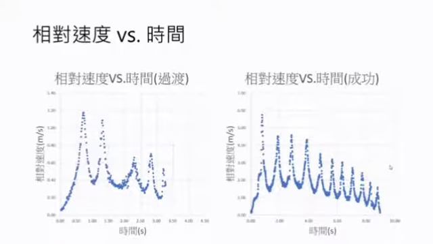The last picture is a graph of time versus relative speed. First, the horizontal axis is time, and the vertical axis is relative speed. The relative speed of a successful experiment shows a steady and periodic decrease, while a transition experiment is chaotic, between 1.5 seconds and 2 seconds, and its cycle is relatively small.